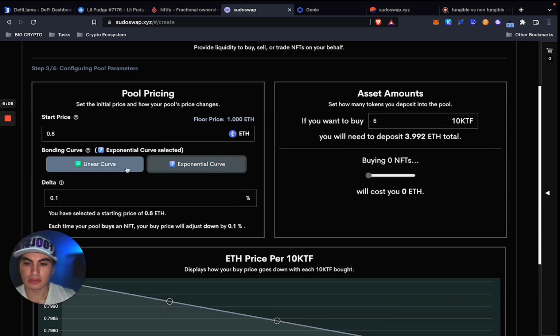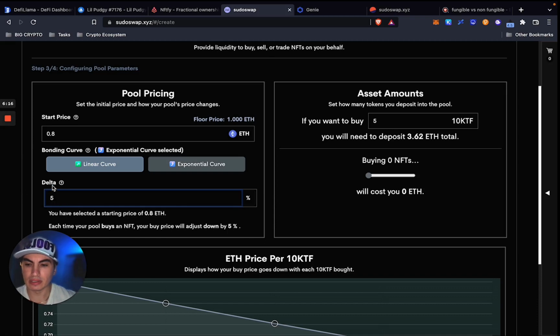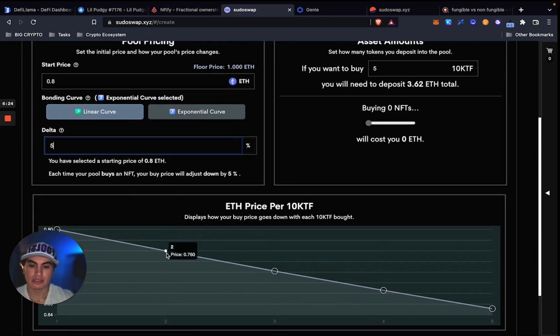If we do exponential, the only difference is that this is a percentage. So let's say instead of lowering by 0.1 ETH, the delta is 5%. That means that each time I buy an NFT, the second one that I want to buy is going to be 5% cheaper. So this is a percentage decrease versus a fixed number.